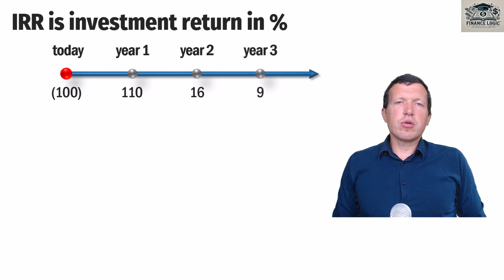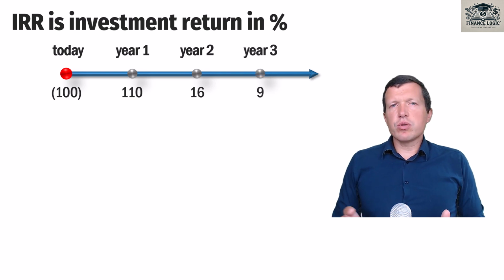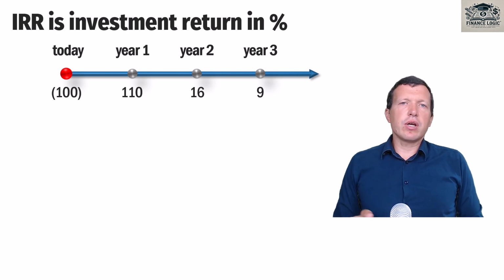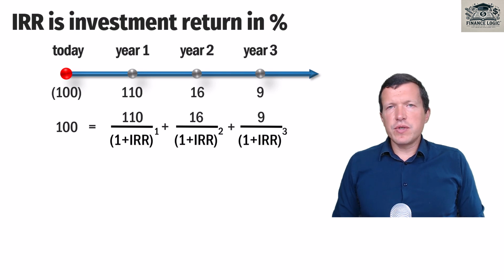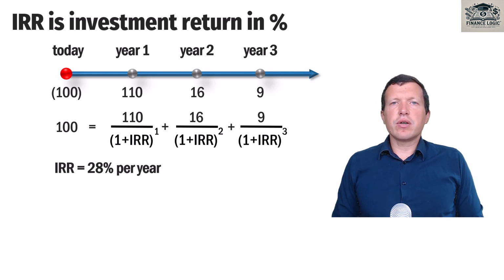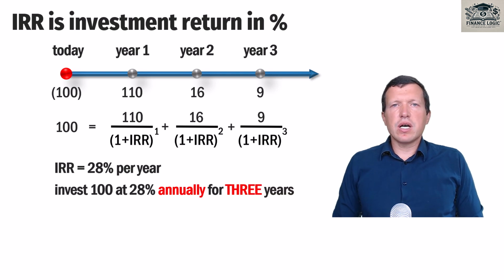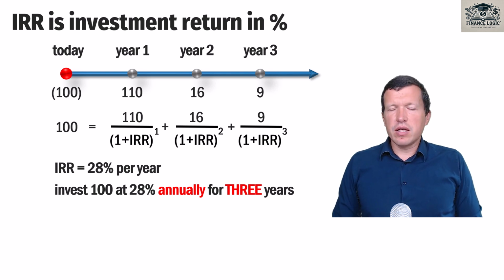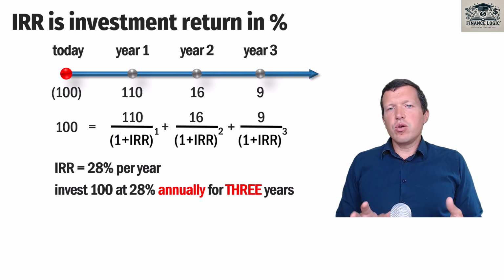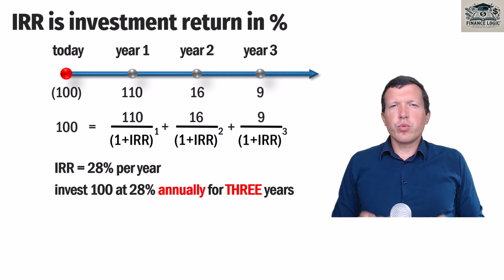Now let's say another example. Let's say that our project lasts 3 years and we also expect to earn 9 in year number 3. In this case, estimations are more sophisticated and IRR here is 28% per year. So we say that here we invest 100 at 28% annually for 3 years. So this is how we generally interpret IRR.